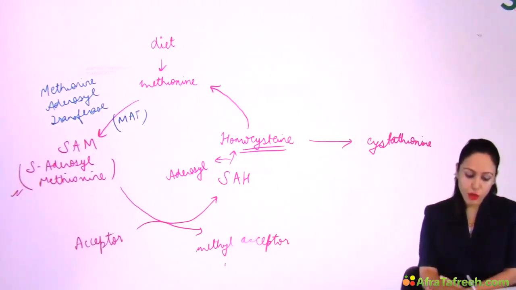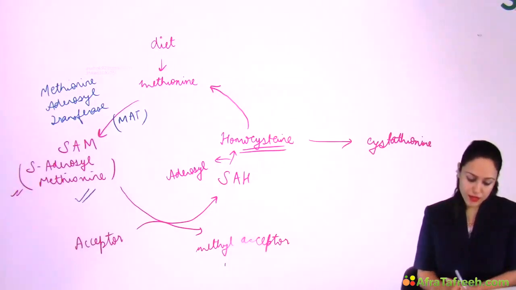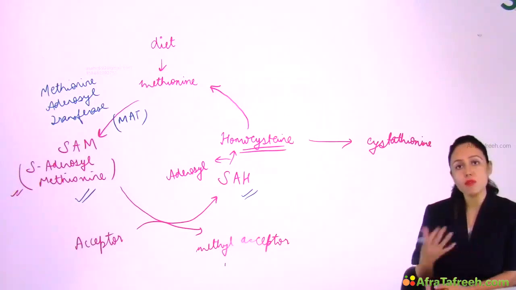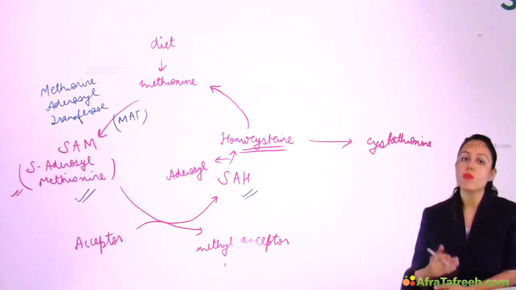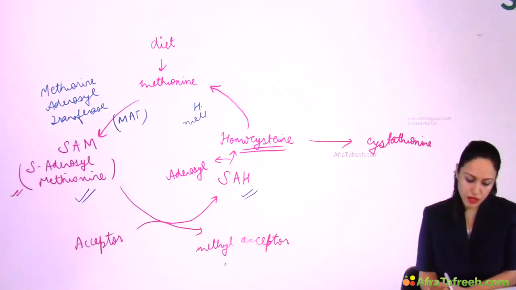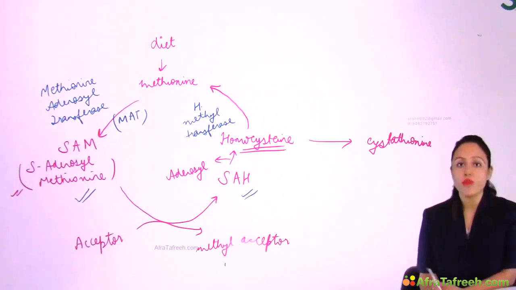So here we have to add which group? Here we have to add methyl group, because from S-adenosyl methionine to S-adenosyl homocysteine conversion, we have removed methyl group. So now from homocysteine to methionine conversion, we have to add this methyl group, and the name of enzyme is homocysteine methyl transferase. This enzyme requires methyl group. So who will give this methyl group? Here comes the role of vitamin B12, that is cobalamin.